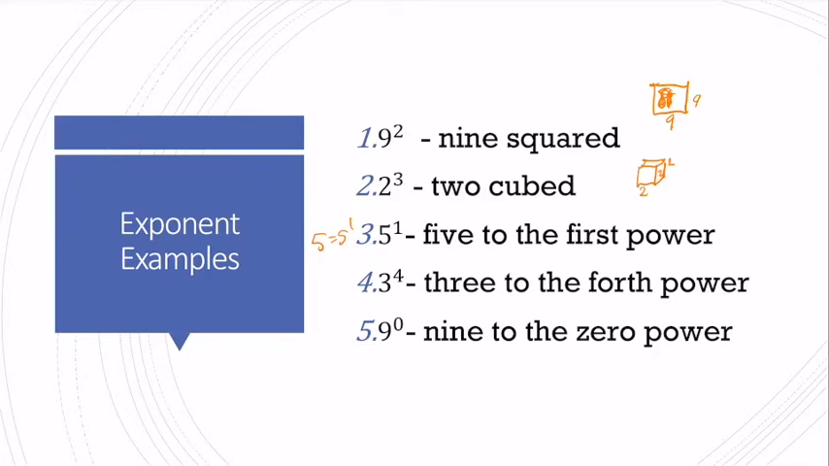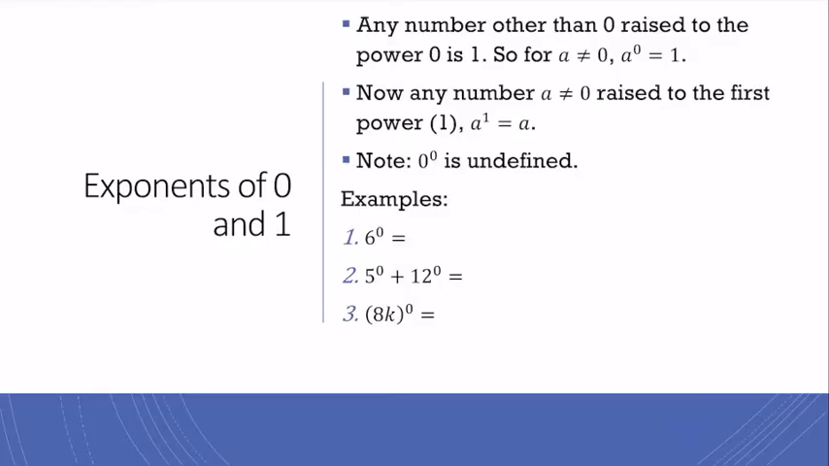I can also take things to the 0 power, and we're going to go over how that is always going to be 1 unless it's 0, which is undefined. Oh, we're going to do it on the next slide. So any number other than 0 raised to the power 0 is 1, okay? And anything raised to the power of 1 is just itself. That's like saying I'm going to take a multiplied by itself 1 time. Well, that's really just a.